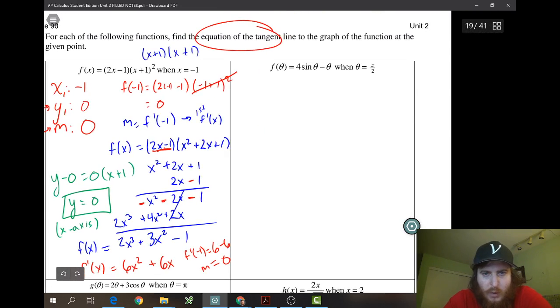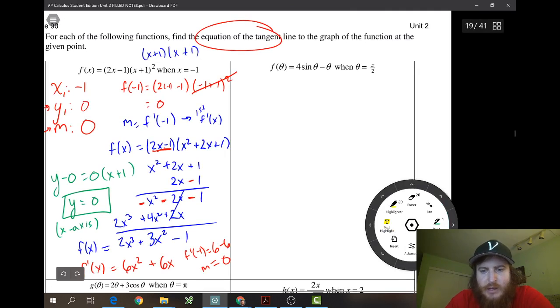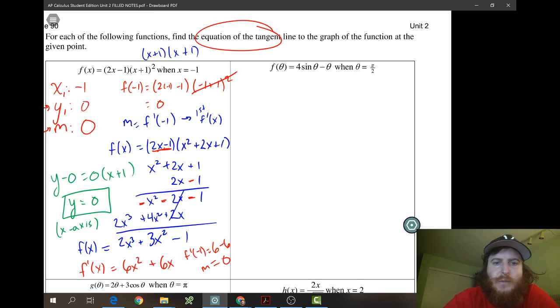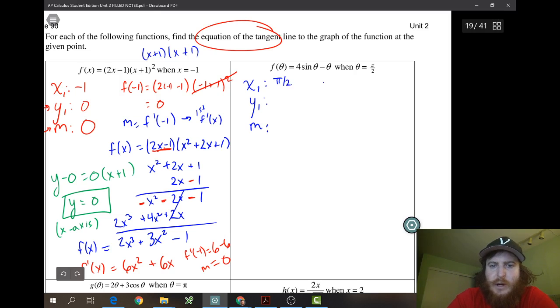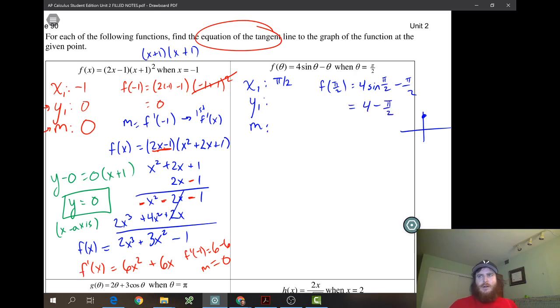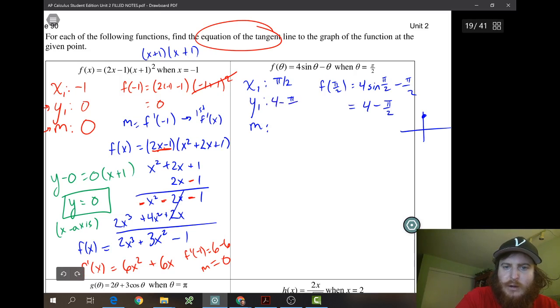So now same thing, but for something with trig in it. Theta is just like an x, so when you see theta, just treat it like it was x. So you can still write x1, y1, and m. Our x1 is pi over 2. For y1, we plug in: f of pi over 2 equals 4 times sine of pi over 2 minus pi over 2. Pi over 2 on our unit circle is up here. Sine of pi over 2 is 1. So this is 4 times 1 minus pi over 2. We can just write that as 4 minus pi over 2. We don't have to worry about simplifying.